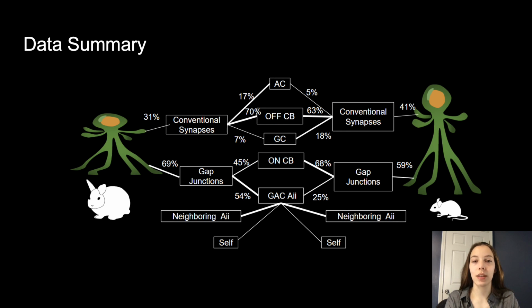This figure summarizes my research. Gap junctions were the most common type of output for both rabbit and mouse A2 cells. For conventional synapses, the off-cone bipolar cell was the most common type of partner cell in both species, but the second and third most common type of partner cell differed. For gap junctions, the most common type of partner cell also differed between species.